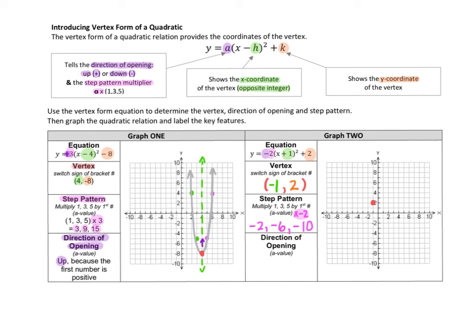So we will use this step pattern. We'll begin at our vertex and we'll count over 1, down 2, then over 1 and down 6. And again, we'll run out of space, but if we could, we'd go over 1 and down 10 to find another point on our parabola. We'll draw our axis of symmetry and reflect the points. We can see that our direction of opening is down. We can see this from the graph, but we would also be able to tell this from our equation because the a value is -2, and when we have a negative a value, we know that the direction of opening will be down. So there's how we can use the vertex form of a parabola to create its graph.